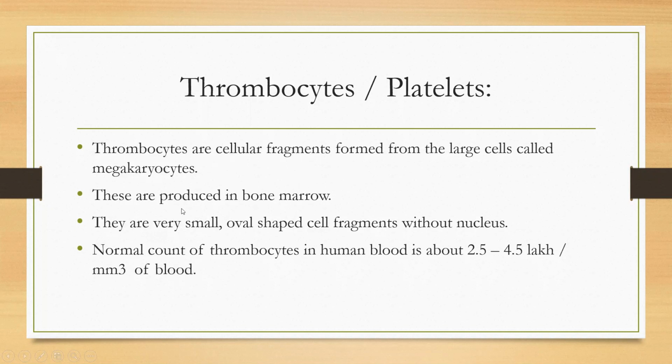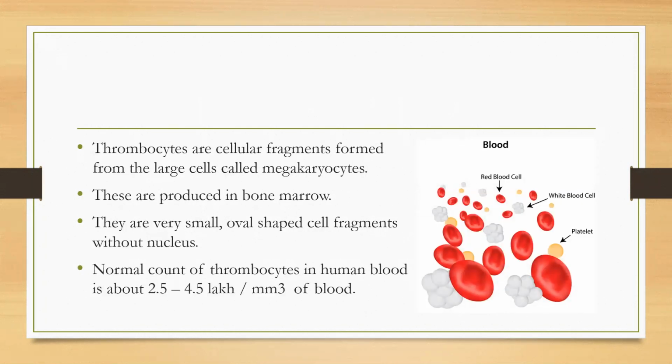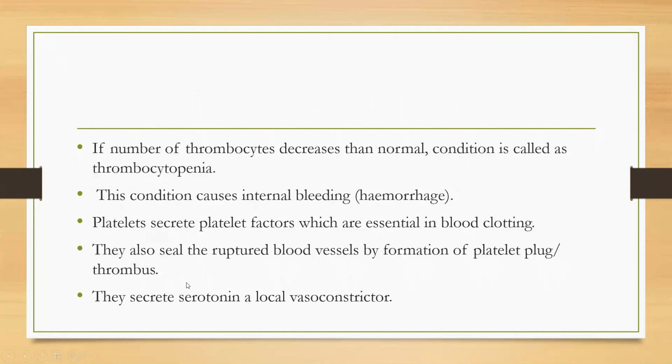Where are they produced? They are produced in the bone marrow. They are small oval shaped cells without nucleus. In human blood, about 2.5 to 4.5 lakh thrombocytes are present per cubic millimeter of blood. Now, thrombocytes can decrease below normal.